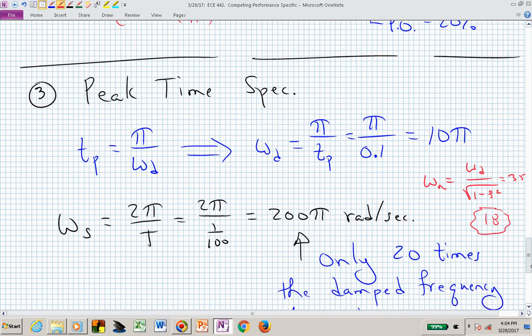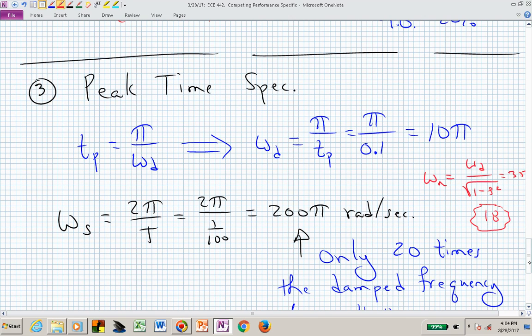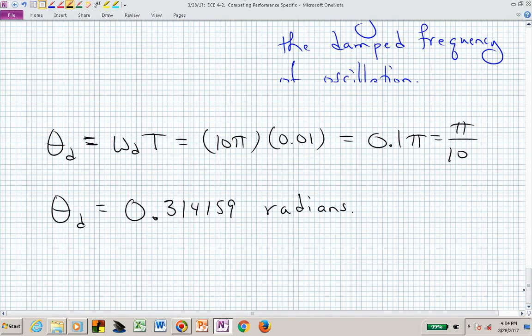Now, based on this peak time specification, we've computed a damped frequency. That's 10 pi. What we want to do now is find the angle associated with that damped frequency. The angle is, say, omega sub d T. T we know, we just computed omega sub d from the peak time, or we now have 1/10 of pi, or just slide the decimal place to the left, and we have 0.314159 radians for the angle associated with the peak time spec.